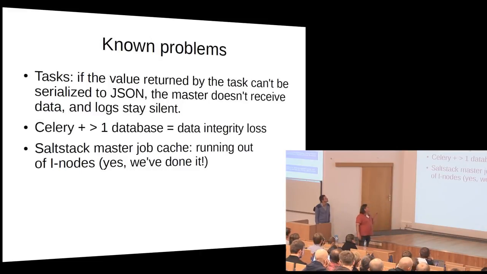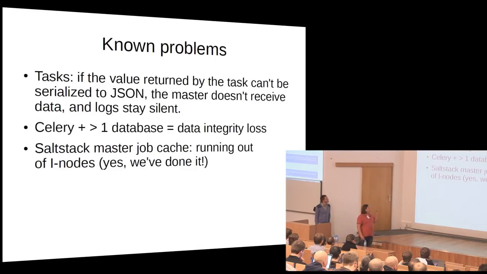The second is Celery specific. Celery plus more than one database equals data integrity loss. We had two Djangos and one Celery and two databases, and Celery wrote randomly to the databases. Of course, we fixed it. Our ops fixed it. We love him. But we lost a lot of time to fix it.